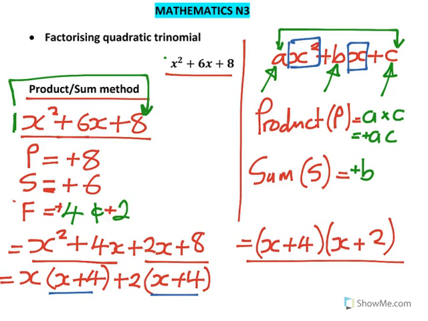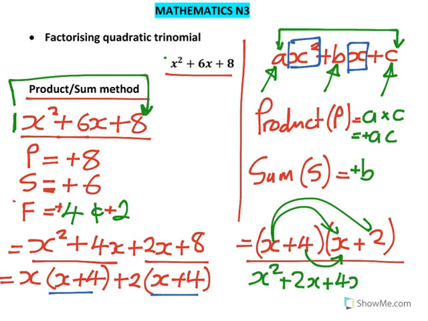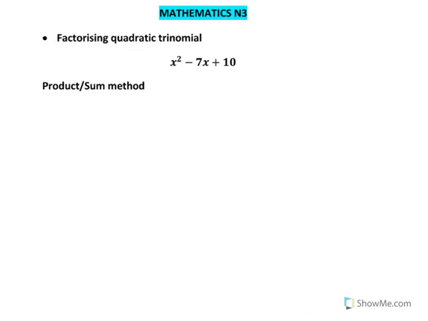If you expand it, expanding means x times x, you get x squared. x times 2, you get 2x. 4 times x, you get plus 4x. And 4 times 2, you get 8. This gives you x squared plus 6x plus 8, which is the original version. So this is a proof that you can check whether your answer was correct or wrong.